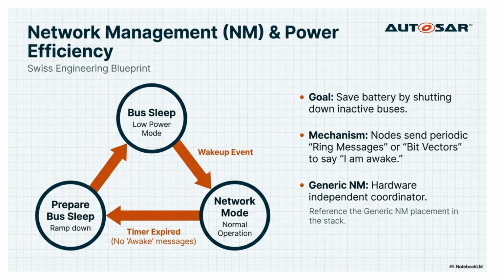A wake-up event, either from external network traffic or an internal request, will trigger the transition back to network mode for normal operation. This coordinated sleep-wake cycle ensures that the ECU consumes minimum power when the vehicle is stationary, or when specific functional data exchange is not required.